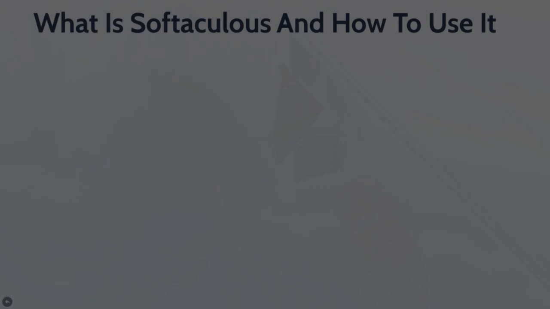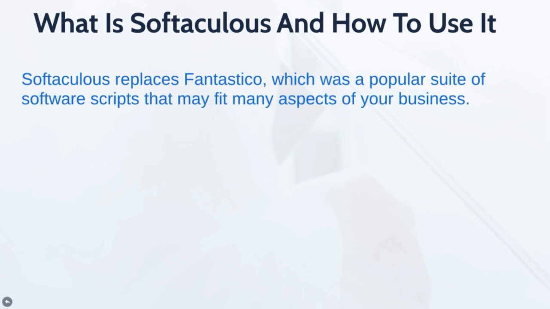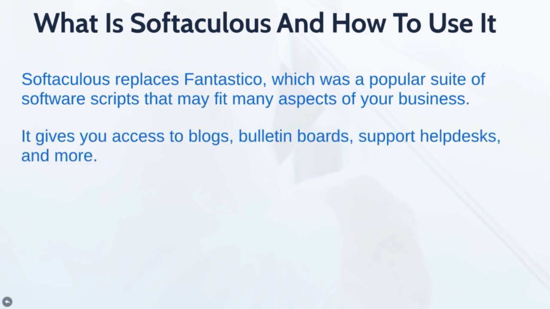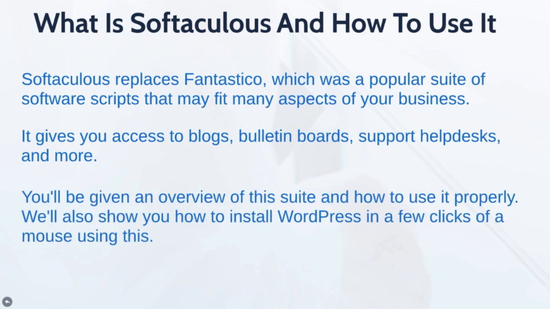In this video, you're going to learn what Softaculous is and how to use it. Softaculous replaced Fantastico, which is basically a popular suite of software scripts that you can build into your website. Things like WordPress and Joomla. If you want a forum, you can build forums with Softaculous. There are a lot of different free scripts that you have access to that you do not have to spend extra money for. They're all built in. In other words, Softaculous gives you access to things like WordPress, blogs, bulletin boards, even support help desk, and more. In this lesson, you'll be given an overview of this suite and how to use it properly.